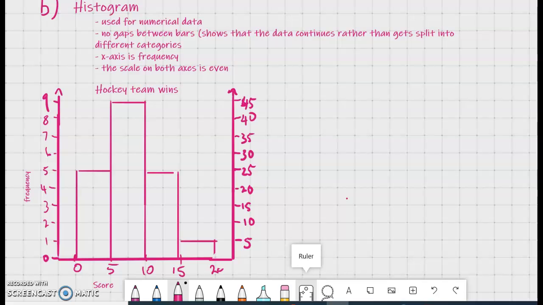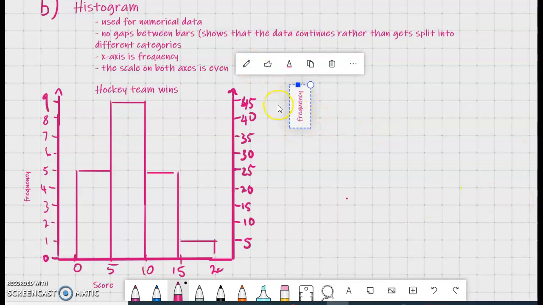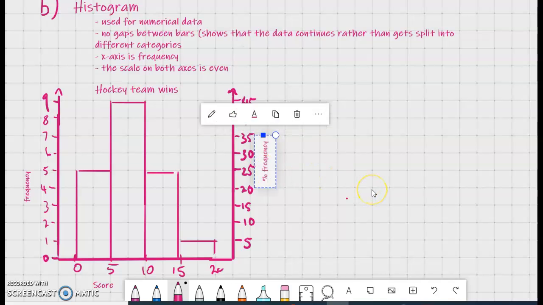Okay, and then all we have to do is add a label for that. So I'm just going to control and copy that and just add a percentage at the front. And pop you into place. Okay, so that's done. All we had to do was add an extra axis and write a different scale on it.